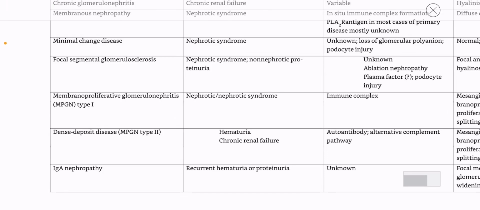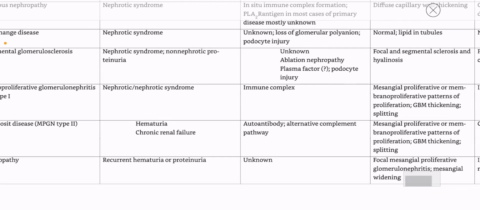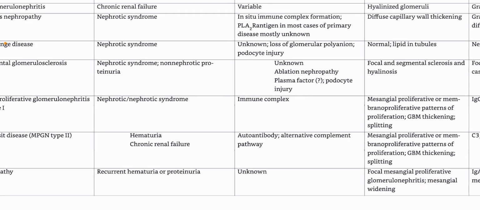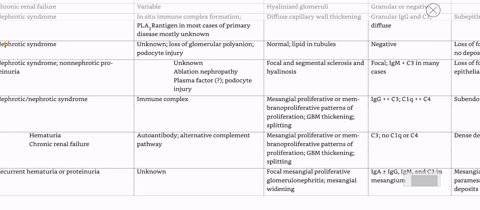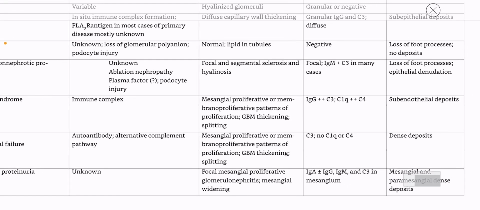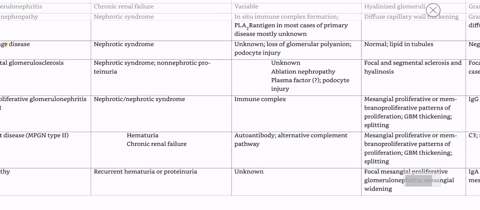Then you have the dense deposit disease, which is a type 2 MPGN, which causes hematuria and chronic renal failure. There is autoantibody and an alternative complement pathway. Then in this, we have the mesangial proliferative or the membranoproliferative pattern of proliferation, GBM thickening and splitting. This is a C3 nephropathy. There is no C1q or C4, and there are dense deposits on electron microscopy.